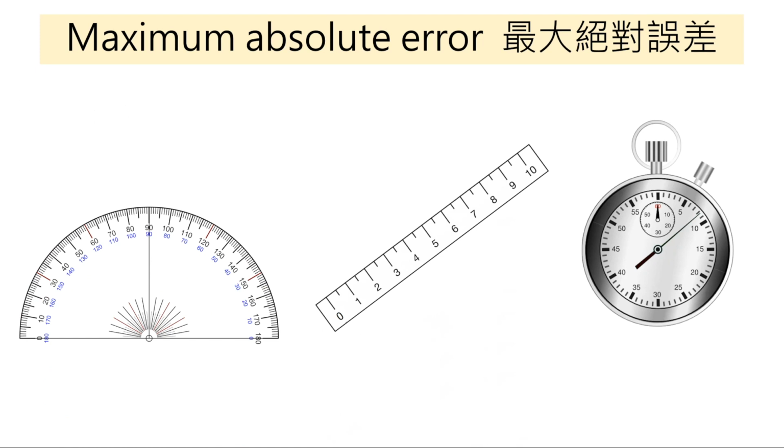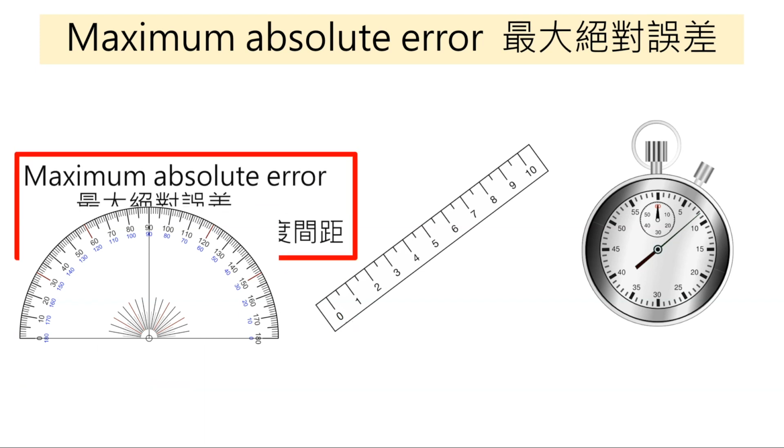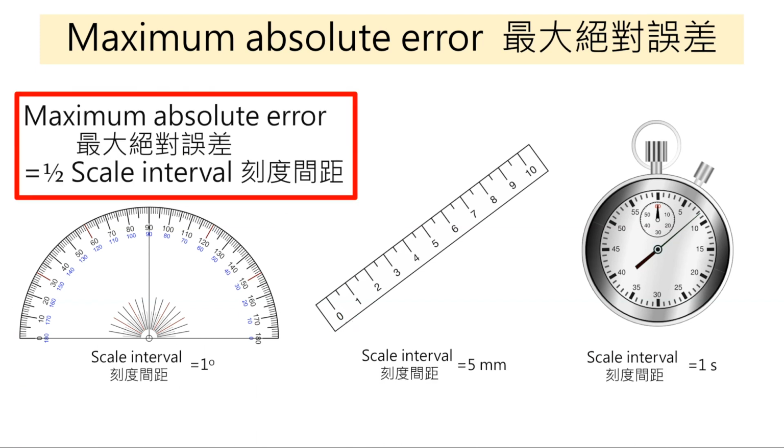Here are three measurement tools. In order to find the maximum absolute error, we would first need to find the scale interval of each measuring tool. Scale interval meaning what is the smallest unit on each measuring device. And the maximum absolute error is defined as half of the scale interval. First get the scale interval, then divide it by 2 to get the maximum absolute error.